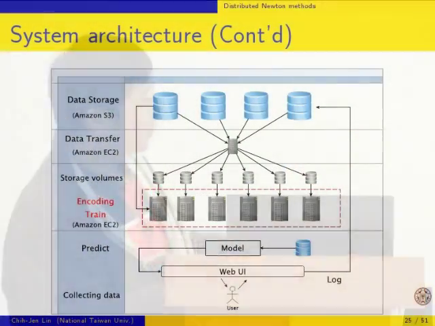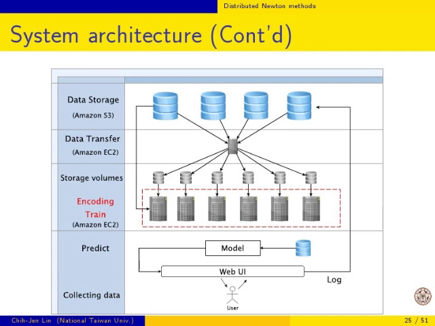After each local disk gets data, we need to do the so-called encoding and the training procedure. Encoding means feature generation. I need to generate features in a parallel way, because we only move raw data into each local disk. From the different features, we probably need to do some kind of interaction to generate new features. So there is an encoding procedure, and after that, we do the parallel training.